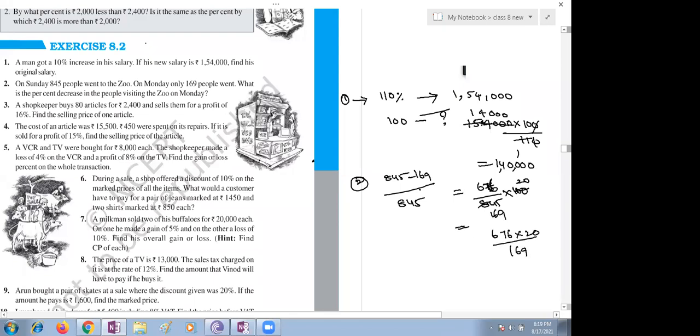169 will go in. What is the square root of 169? 13. Maybe you just check whether the numerator will go in the 13 table or not. Yes or no? 13 fives are 65. 65 means 13 twos are 26. Yes, it is divisible by 13.